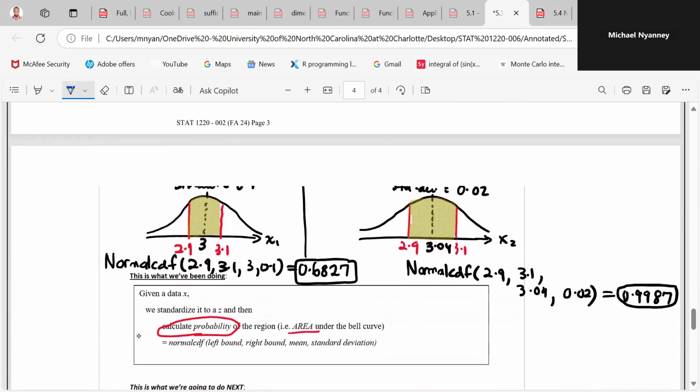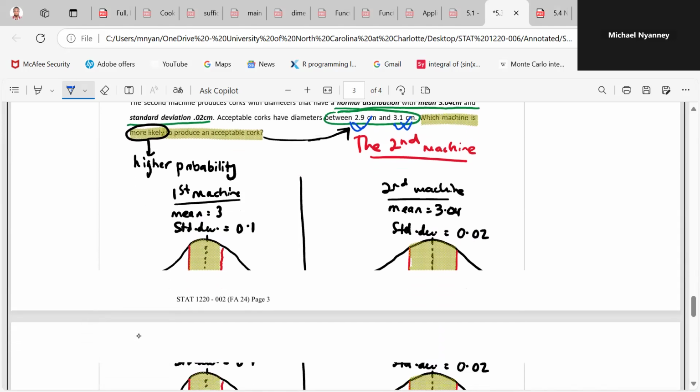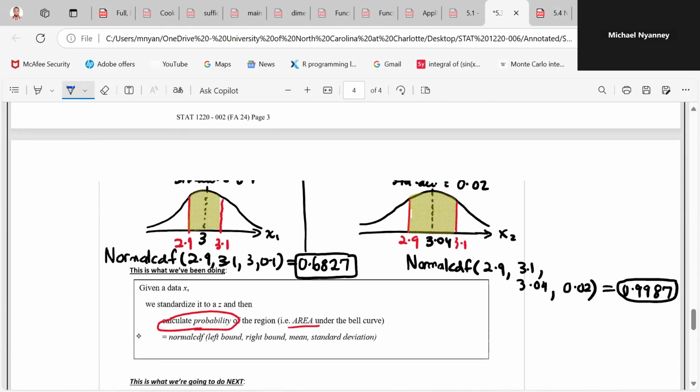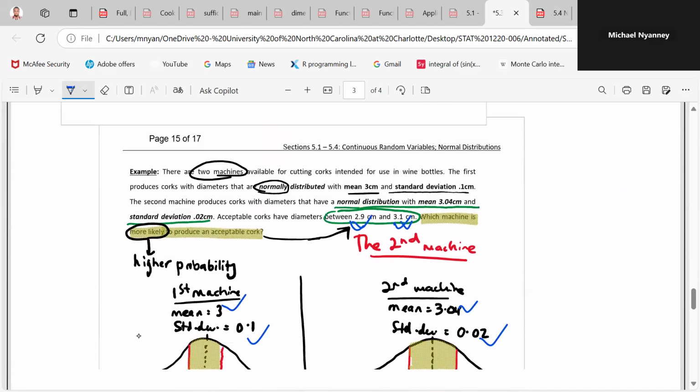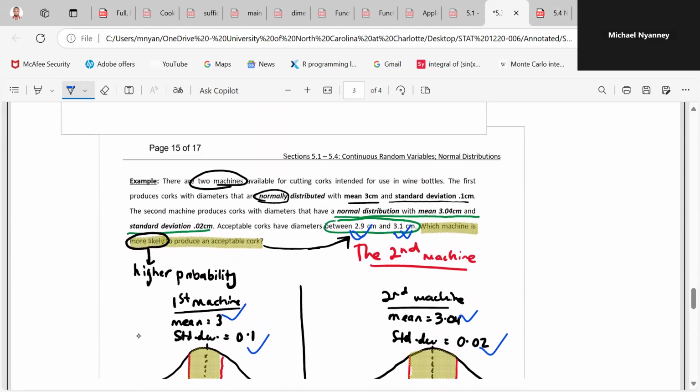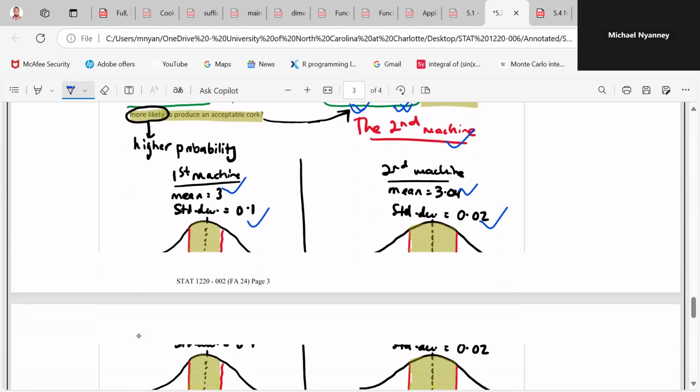Indeed, so we have the lower bound. So this is the first machine. It has a mean of this and standard deviation of that. And the second machine also has a mean of this and standard deviation of that. Using the same lower and upper bound to calculate their probabilities, the first machine gave us this probability and the second machine gave this probability. So this implies that using the second machine, we are more likely to produce an acceptable cork within this interval. So the second machine will be more useful.